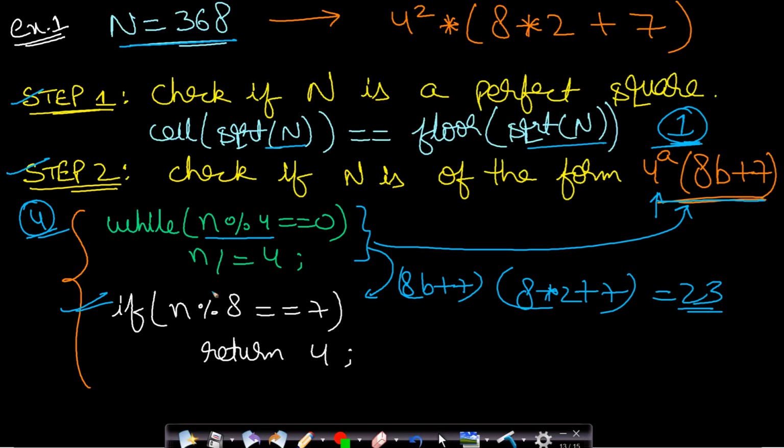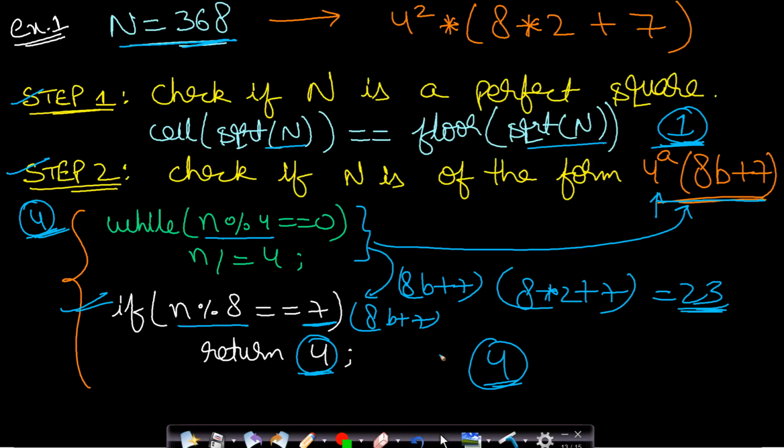Okay, so now you will check if n mod 8 is equal to 7. If it is equal to 7, then this indicates that the number is of the form 8b plus 7. So in this case, if you take mod 8 of this value 23, it will come out to be 7. So simply return the value 4, because this number 368 can be represented as a sum of 4 perfect squares. Okay, so this is according to Legendre's theorem.